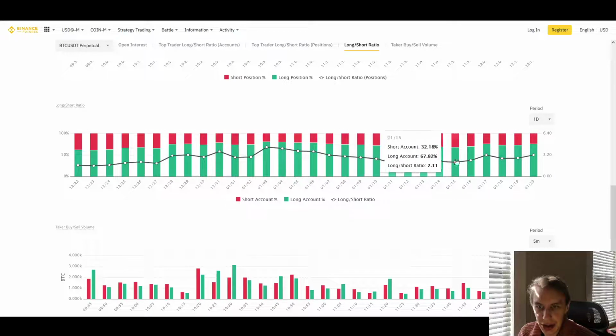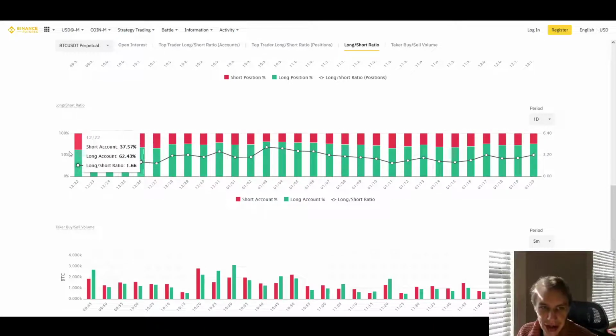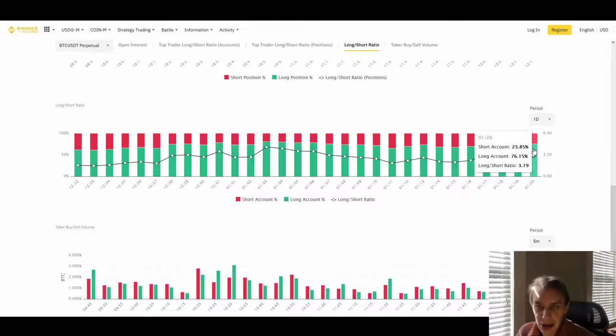And what we can see, at least on Binance, is unfortunately, what I would like to see right now is more of a bias starting to emerge to the short side, or at least the trend being opening of more positions on the short than the long side.